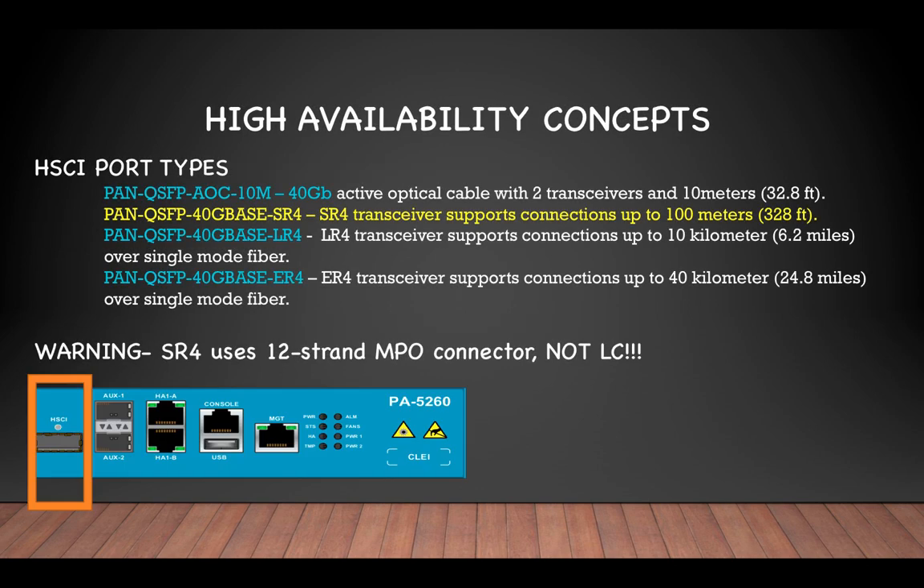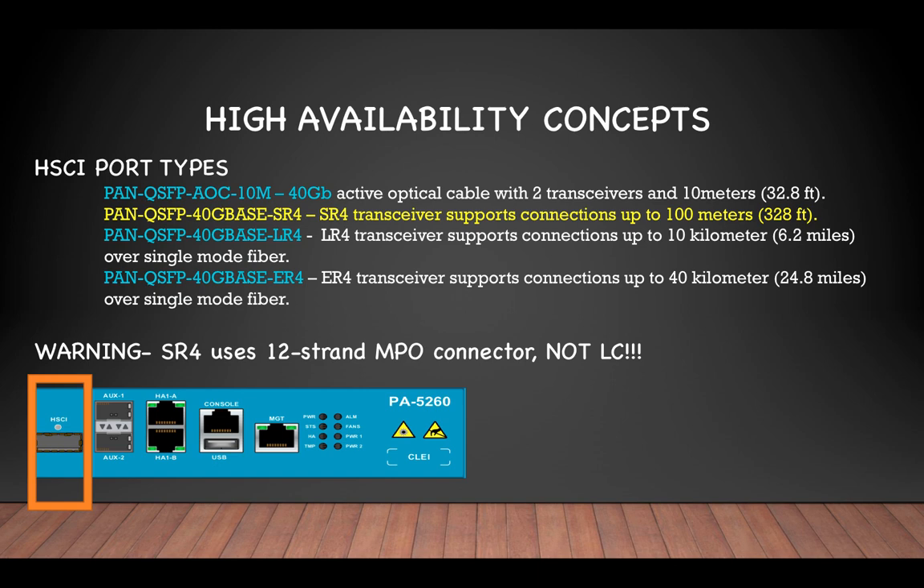One final piece to understand before we try to answer the first customer question is the optics for high-speed chassis interconnect. Normally, when the firewalls are in the same data center, we'll recommend the first option, the AOC cable. This is the optical cable with transceivers attached and installs as a single piece. It's 10 meters long, so it's normally not an issue to reach from one firewall to the other.